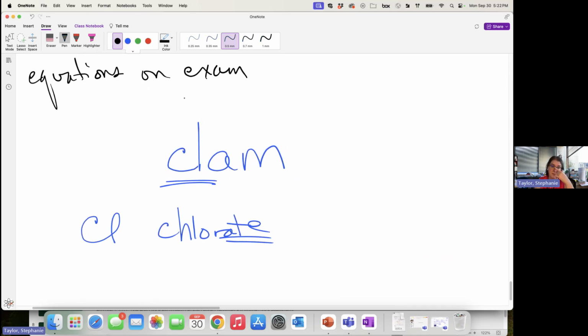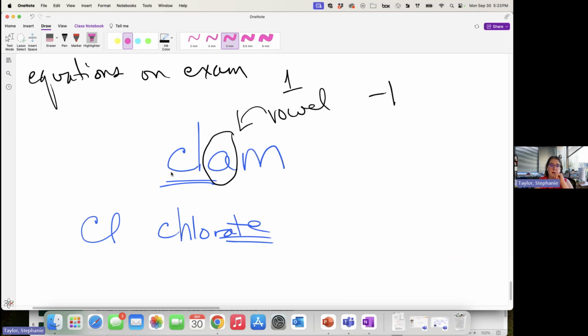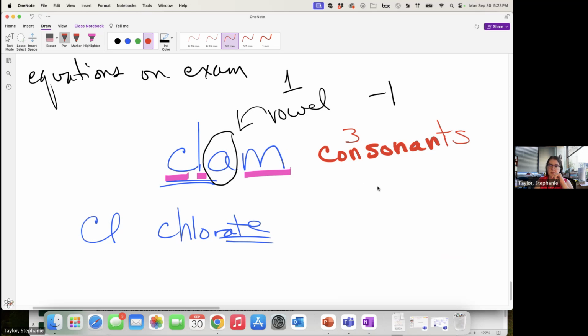Then in the word clam, there is one vowel. So that tells you it's a -1 charge. And then there are 1, 2, 3 consonants. Consonants. No, wait, that's not the plural. Consonants. So 3 oxygens. There's your chlorine, there's your oxygen, there's 3 of them, a -1 charge.